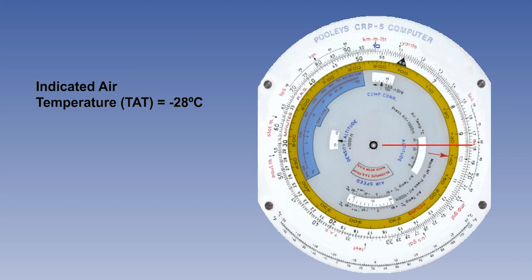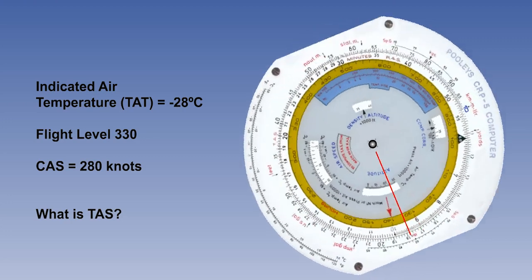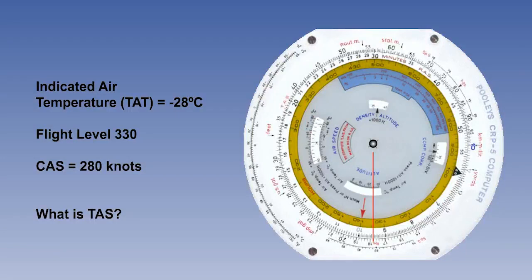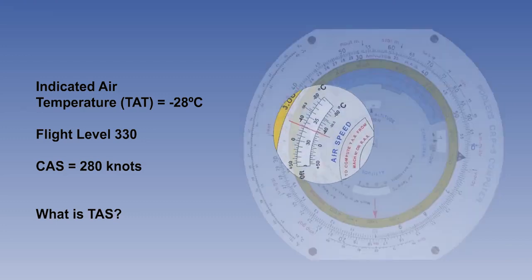Let's take a worked example. The indicated air temperature, or total air temperature, is minus 28 degrees Celsius. We are at flight level 330. The CAS is 280 knots. What is the TAS? First, using the total air temperature, uncorrected for ram rise, find the approximate TAS. Set minus 28 against flight level 330 in the airspeed window.